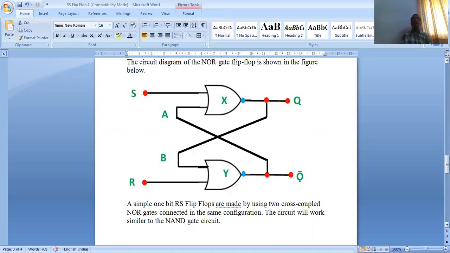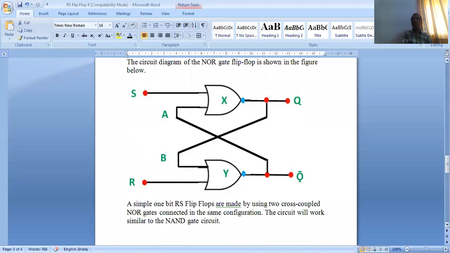S equal to 1 and this Q bar equal to what? R equal to 0, Q bar equal to 1. Therefore, S equal to 1, Q bar equal to 1. Therefore, the output of the upper NOR gate X is Q equal to 1. This 1 comes here to the lower NOR gate Y. Therefore, the output of the lower NOR gate Y, automatically Q bar is 0 and Q equal to 1.